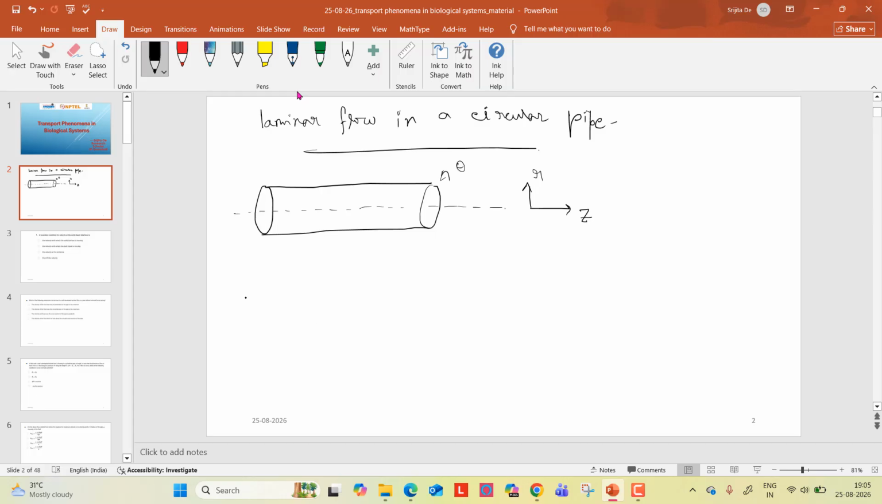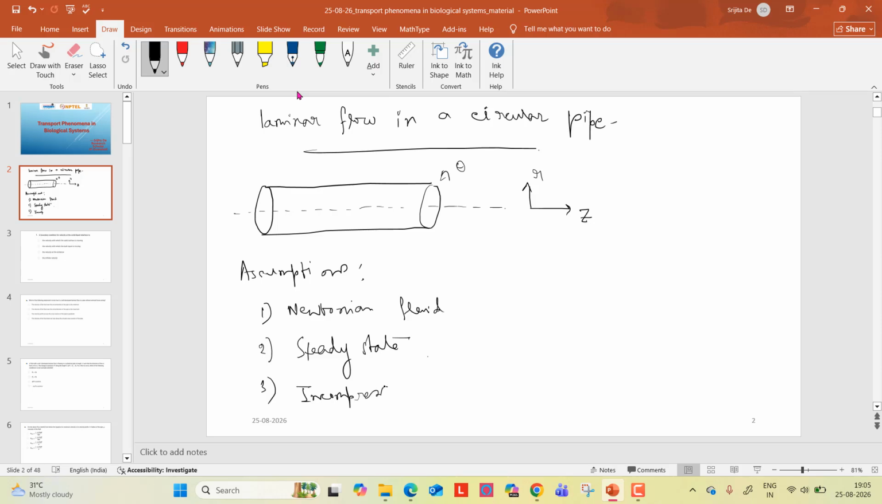We'll be taking the basic assumptions. What will those be? First, this is a Newtonian fluid. Second is the steady state. Third is the incompressible flow.